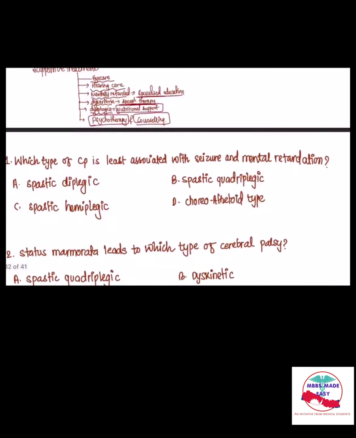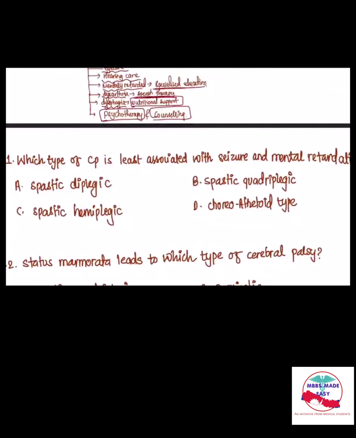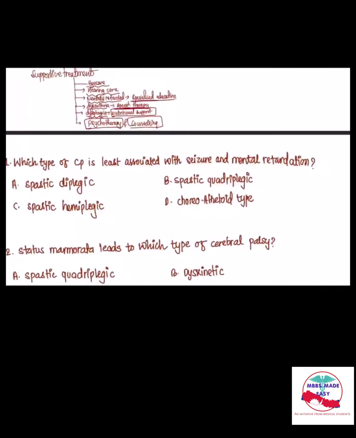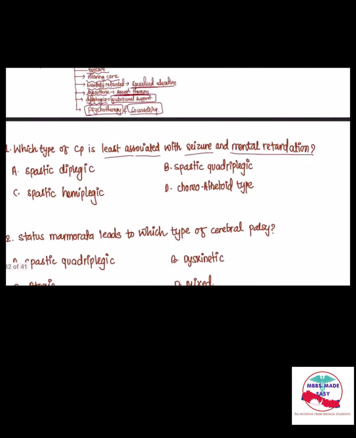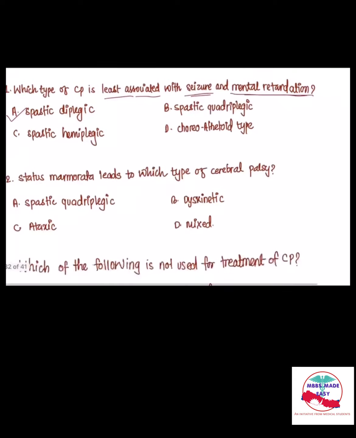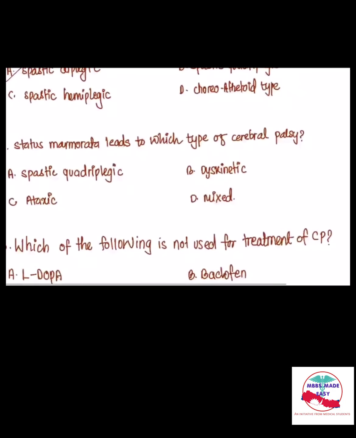Now attempt this MCQ. Which type of cerebral palsy is least associated with seizure and mental retardation? I told you the safest form would be spastic diplegic. They are not associated with seizure or mental retardation. Now in the second MCQ, status marmorata leads to which type of cerebral palsy? Spastic quadriplegic, dyskinetic, ataxic, or mixed?